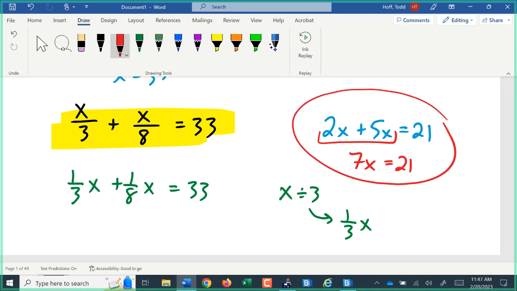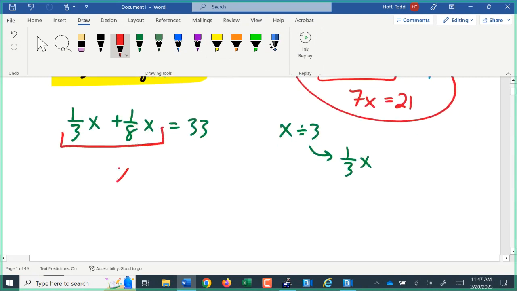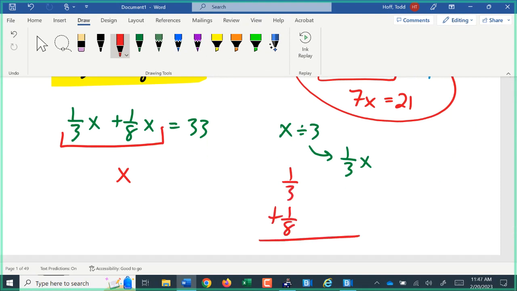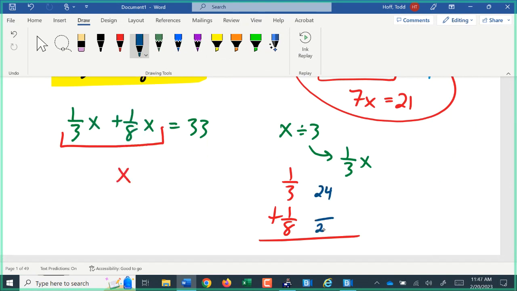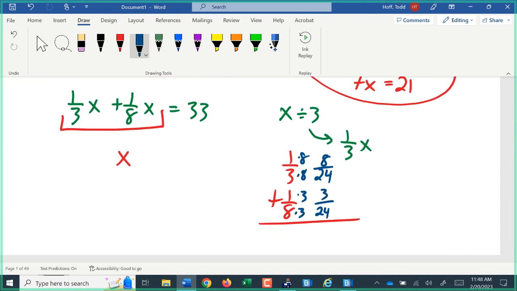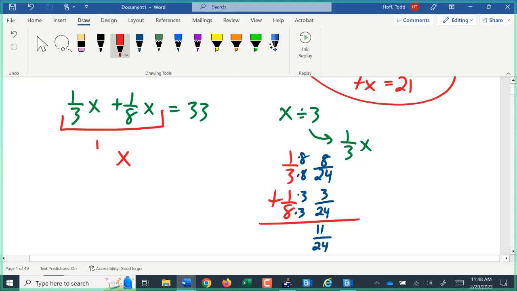From there, then, we can do exactly what we did over here. We can combine the like terms. 1/3 x plus 1/8 x. Well, we do have to add the 1/3 plus the 1/8. Need a common denominator. It's going to be 24. 3 times 8 makes 24, so 1 times 8 is 8/24. 8 times 3 makes 24, so 1 times 3 is 3/24, making 11/24. So 1/3 plus 1/8 is 11/24. So 1/3 x plus 1/8 x is 11/24 x.